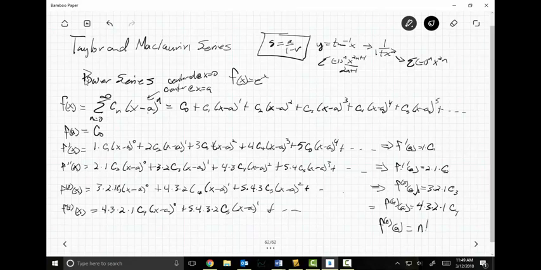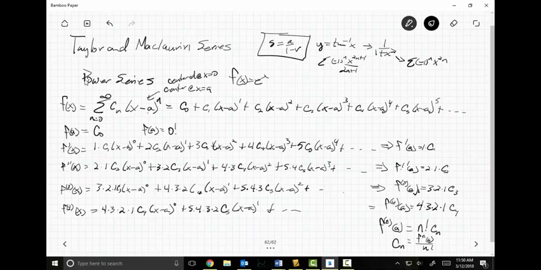Well, n factorial times c sub n, which implies that c sub n is always equal to the nth derivative at a, at the center, divided by n factorial. You may say, but Ripley, what about this first one? Well, think of f of a as the 0th derivative, right? Isn't the 0th derivative just 1? So 0 to the factorial, right?